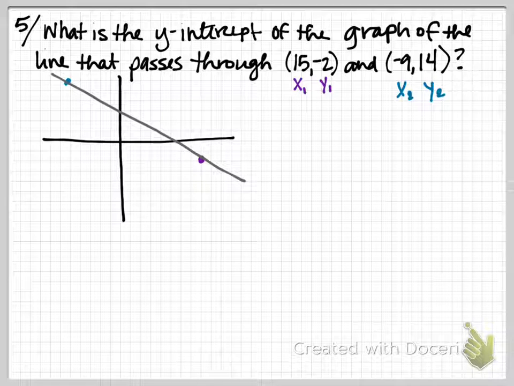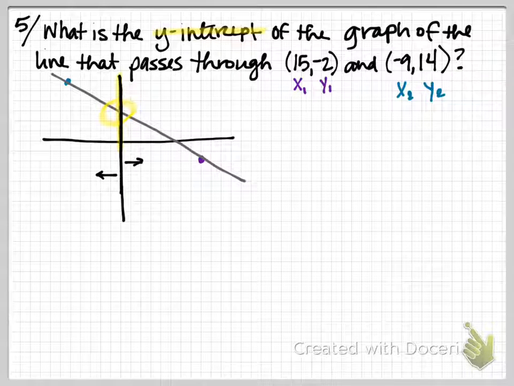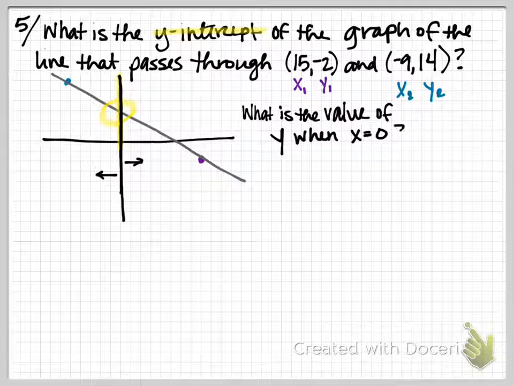All right, so now this is asking about the y-intercept, and that means where does the line cross the y-axis? Well, it crosses it right there, right? And what do you know about the x values along the y-axis? What is the x value everywhere along our y-axis? X means how far do we go, left or right? We don't go at all, right? So this is asking, what is the value of y when x equals 0?